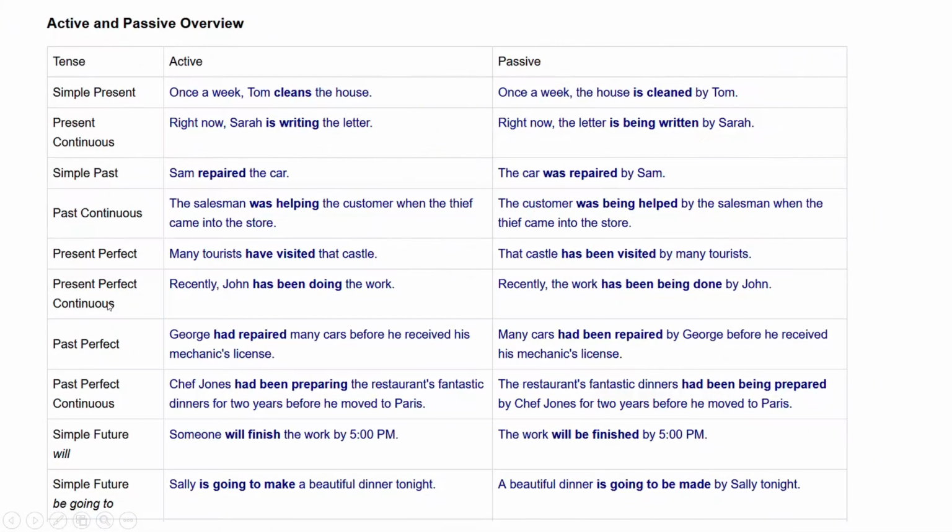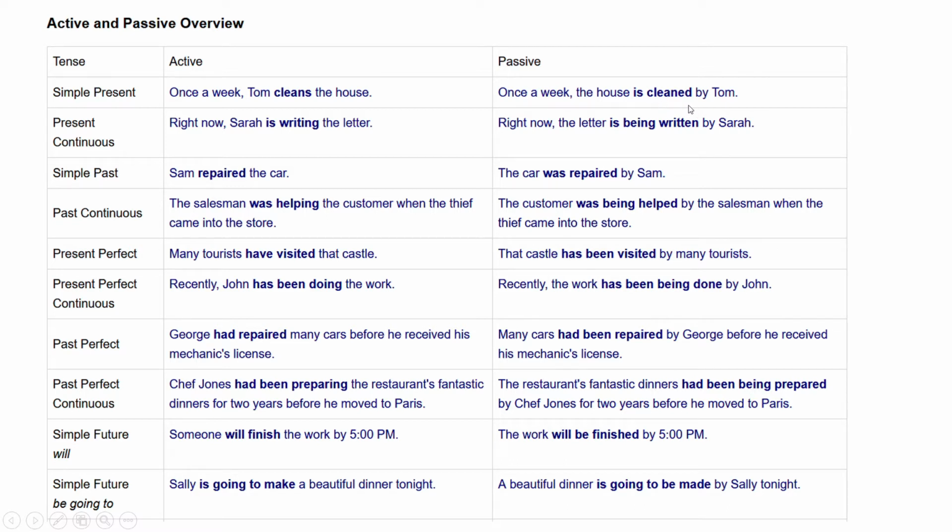Now present perfect continuous. Recently, John has been doing the work. Has been doing the work. Then later on we'll change the position. The work has been being done. So at the end, yeah, at the end of the predicate here, you will use verb 3.